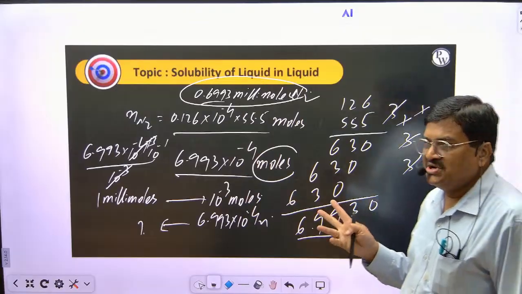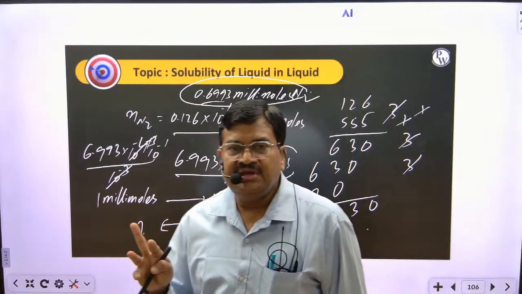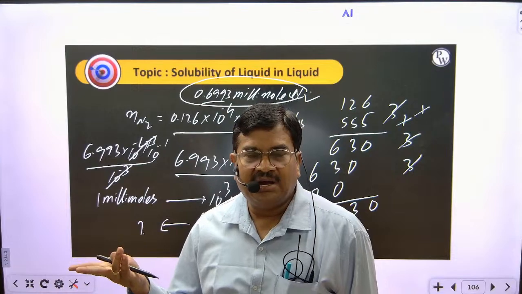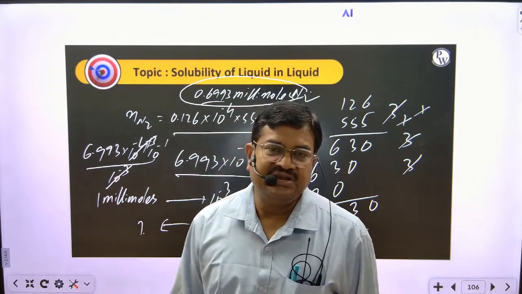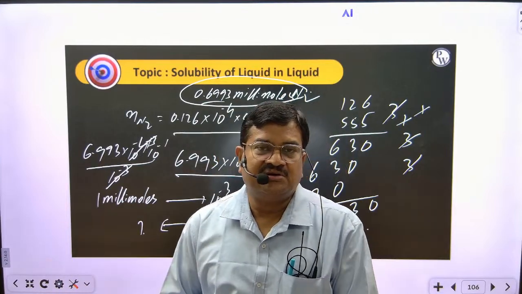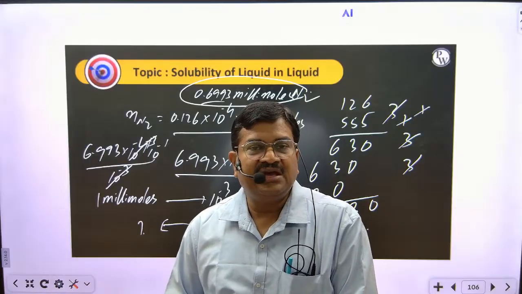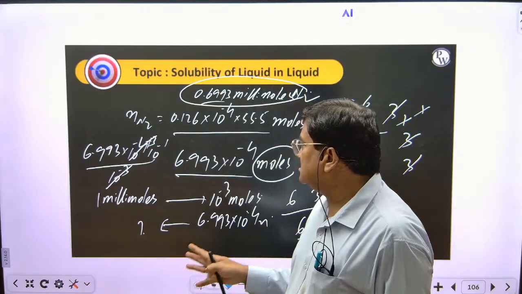So here, students, you have to be careful with units. One is given in kilopascal, the other is given in pascal. Just like in thermodynamics, in thermodynamics also you have to be careful with units in first year. So this is Henry's law.